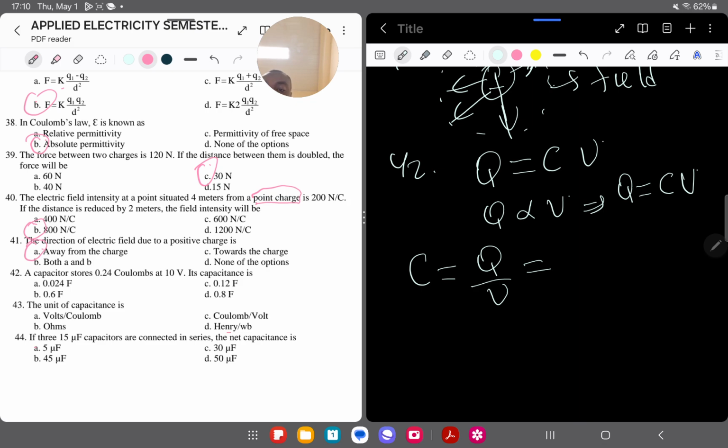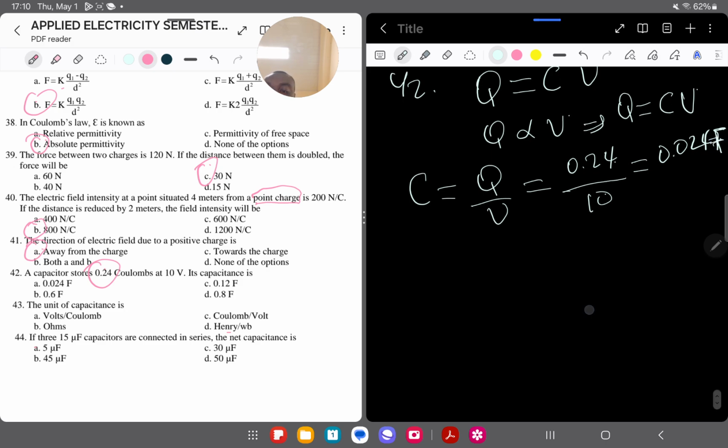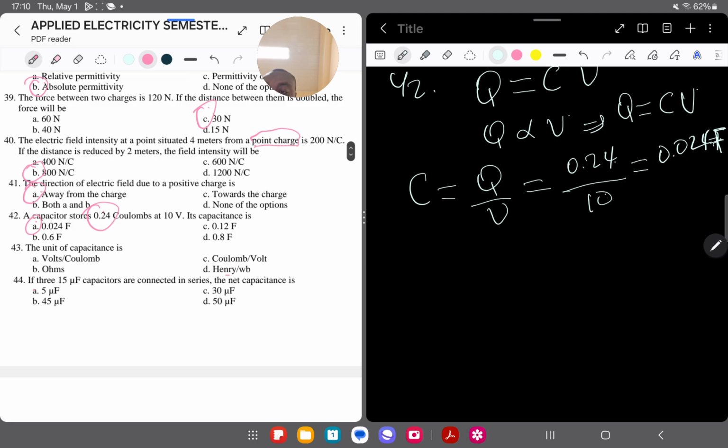The charge here is given as 0.24, and the voltage is 10. So with this we are going to get 0.024 farad, right? The unit for capacitance is farad, F. So when we come down here, it's going to be equal to A. Our answer is A. Question 43.